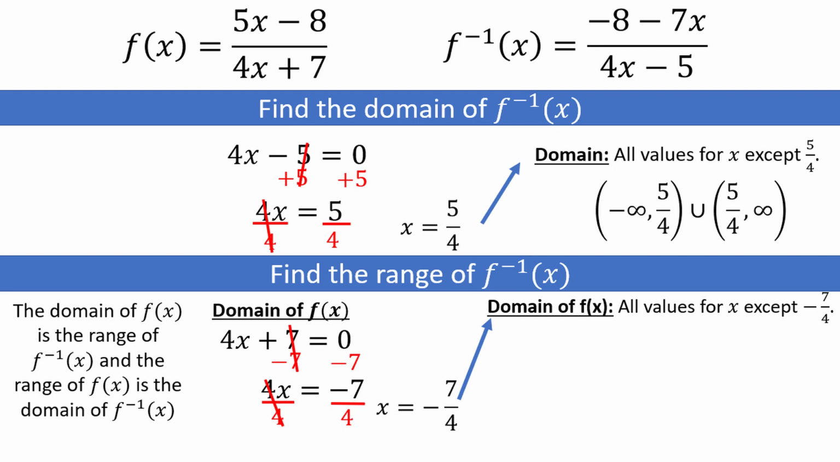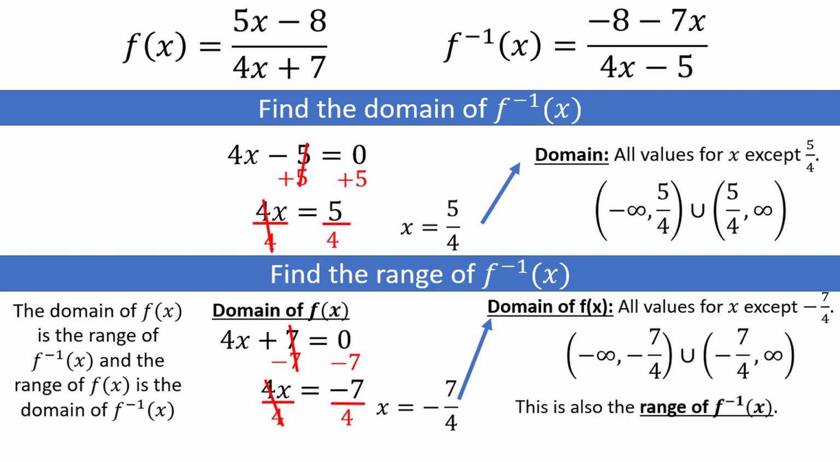In interval notation, we have negative infinity up to negative 7 over 4, union negative 7 over 4 up to infinity. Since the domain of the original function matches the range of the inverse, this also must be the range of the inverse function.